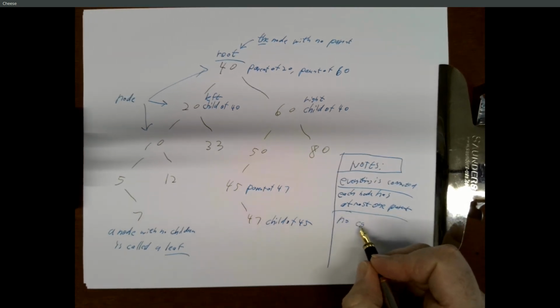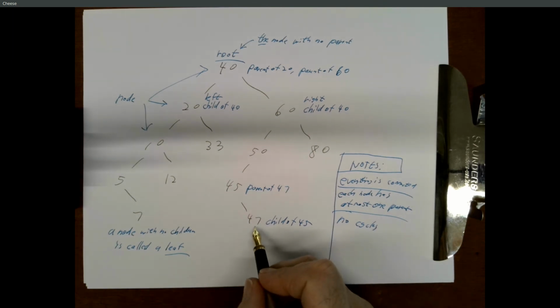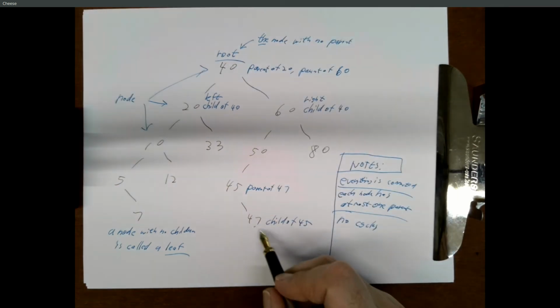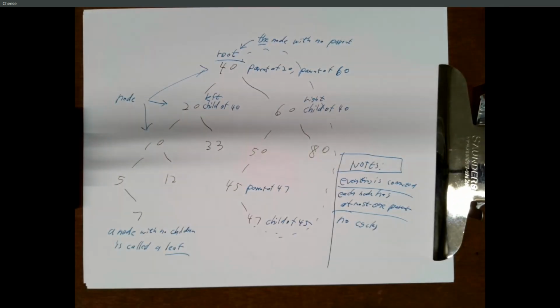Also, we have no cycles. So I don't want 47, for example, to be the parent of 40, right? So if I were to draw a line from here up to 40, it's no longer a tree. And you can tell that because there's a cycle in here. Now it's still a data structure. It's a structure called a graph, which we'll probably get to at the end of the course. But it's not a tree. So no cycles.